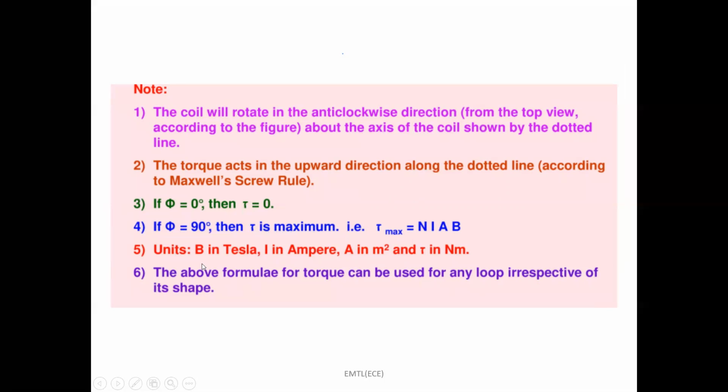Now the unit of torque is expressed as Newton meter. Why? Because B is in Tesla, current in ampere, and area in meter square. By substituting all these units, we get the torque unit as Newton meter. The above formula for torque can be used for a loop irrespective of its shape. So these are the key points we have to know about the torque acting on a loop placed in a magnetic field.